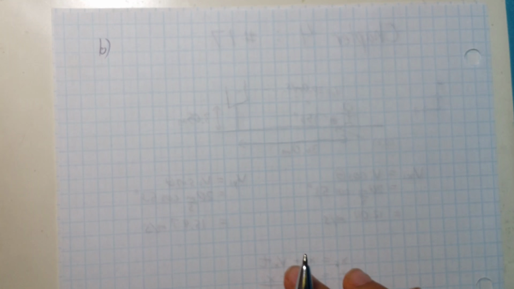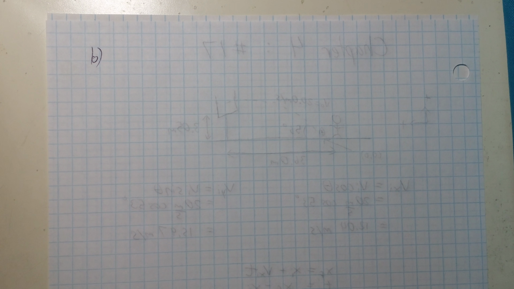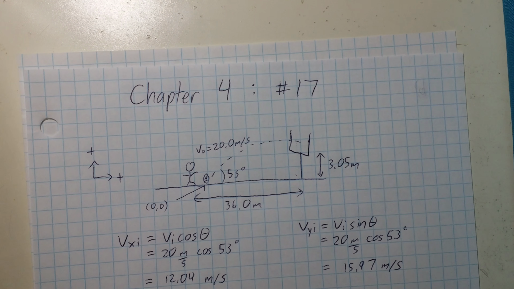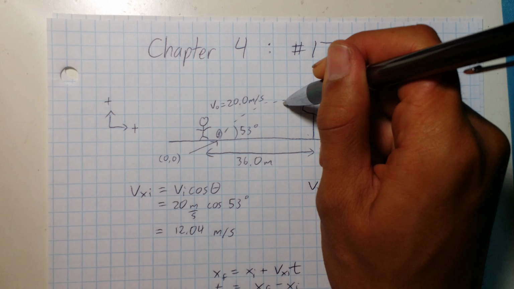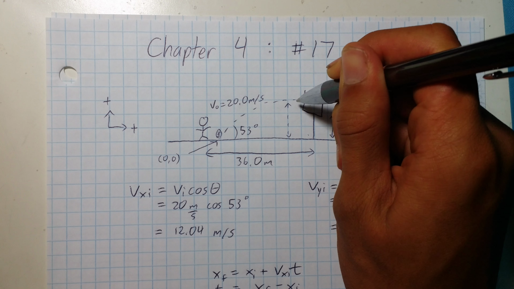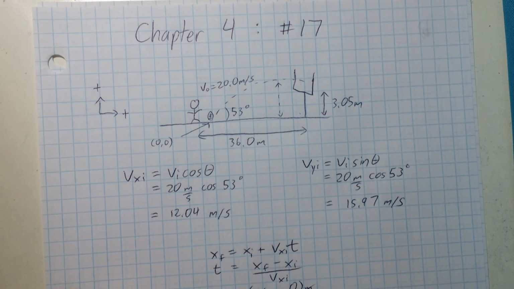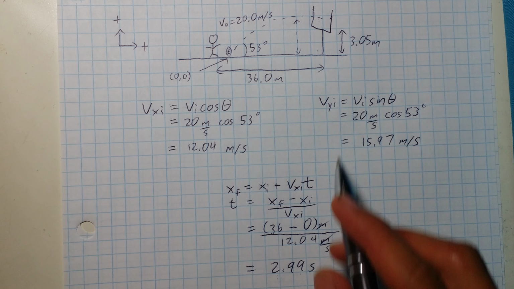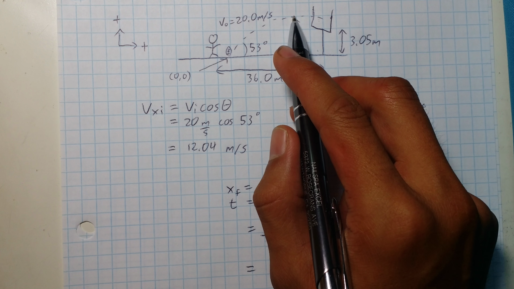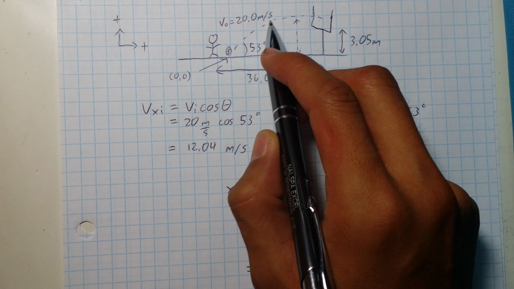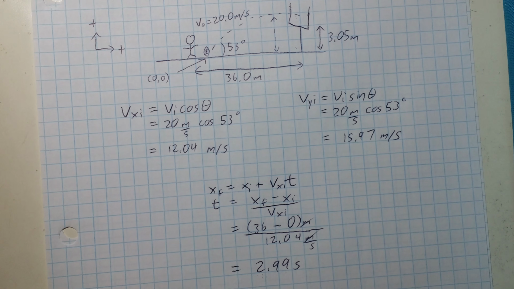Now for part B, it asks you, is the ball rising or falling when it reaches the crossbar? So looking back here at our diagram, if we can find the time it took to reach the maximum height, we can determine, using the time we initially found to get to the crossbar, if it's going past the maximum height and is falling, or is it still rising to the maximum point.